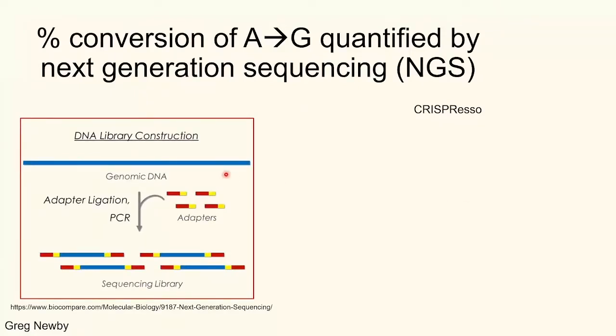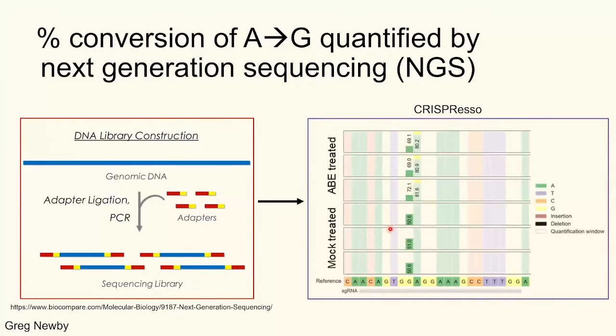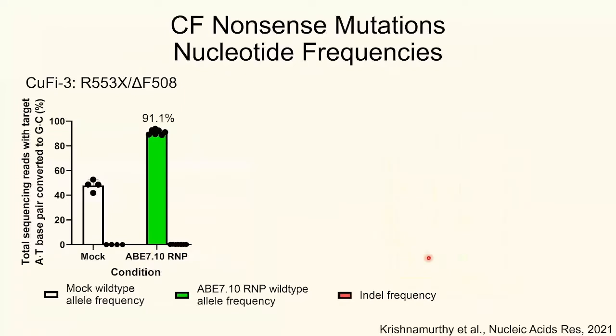After Ussing chamber analysis, we ran next generation sequencing to quantify the percent conversion from A to G in our cells. To complete next generation sequencing, we harvested genomic DNA from the transwells and used it as a template for a PCR that amplified our DNA locus of interest. We then sent our PCR products to Dr. Newby to further prep and run our samples on an Illumina instrument. And once the run was complete, we used CRISPResso, which is an online tool, to analyze the next generation sequencing data. So now we'll take a look at the NGS data.